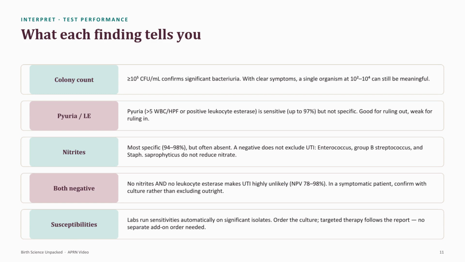Before I move on to the next slide, because that one is a knowledge check, I want to read over the scenario. I want you to think about what your next step would be. A 24-week patient has no urinary symptoms. Screening culture grows E. coli at 100,000 CFUs. What is your next step? Go ahead and pause.